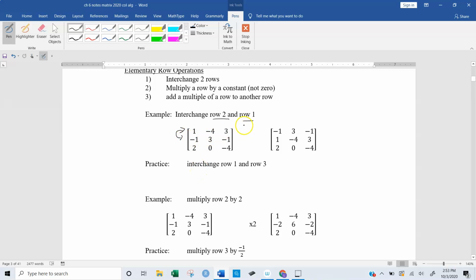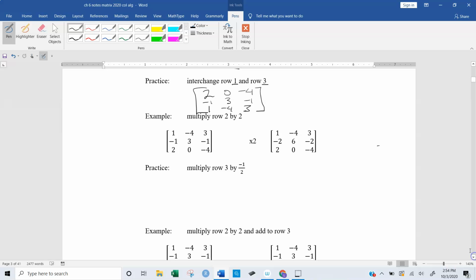Now, I want you to take this here, exact same matrix, and I want you to interchange row 1 and 3. Okay, pause and please do that. So now 3 becomes your first row, 2, 0, -4. Your second row stays the same. And then your third row is now what your first row would have been. I know that doesn't seem very exciting, but sometimes it's very helpful to be able to move those around.